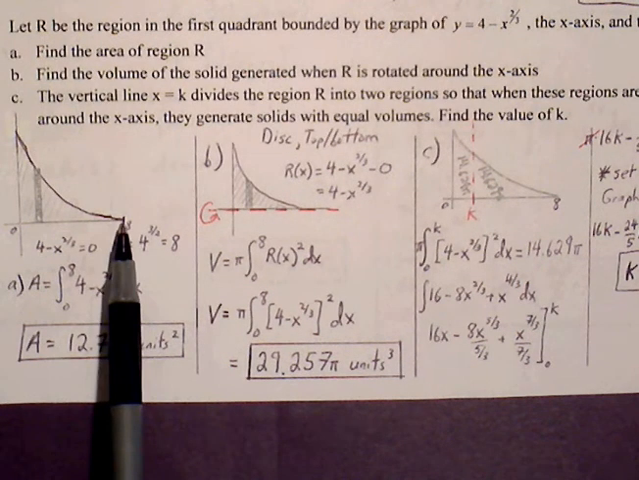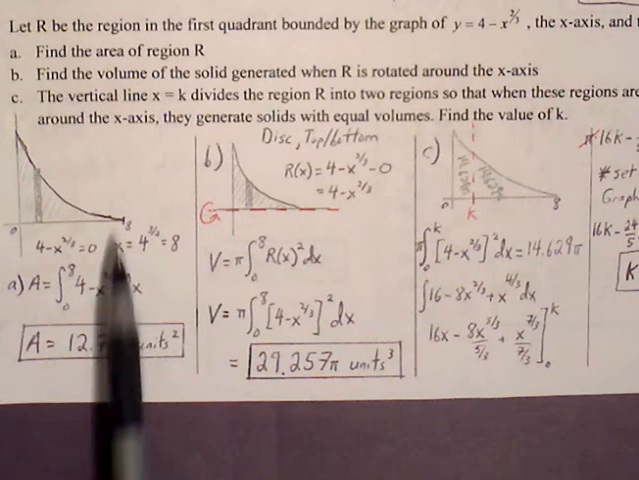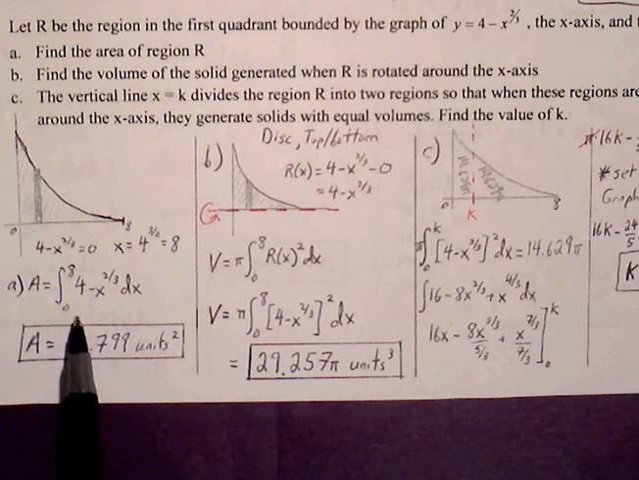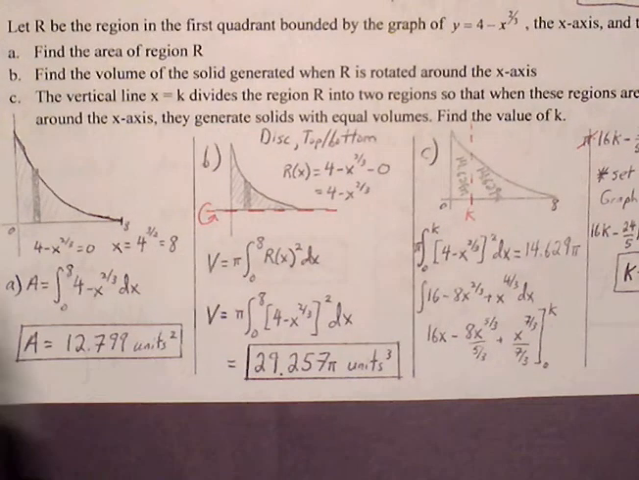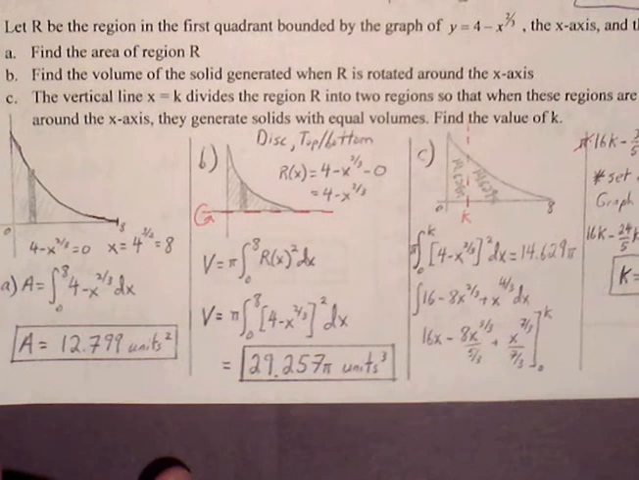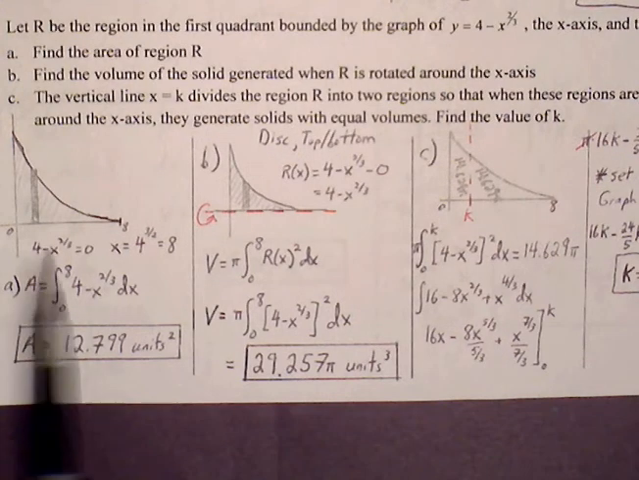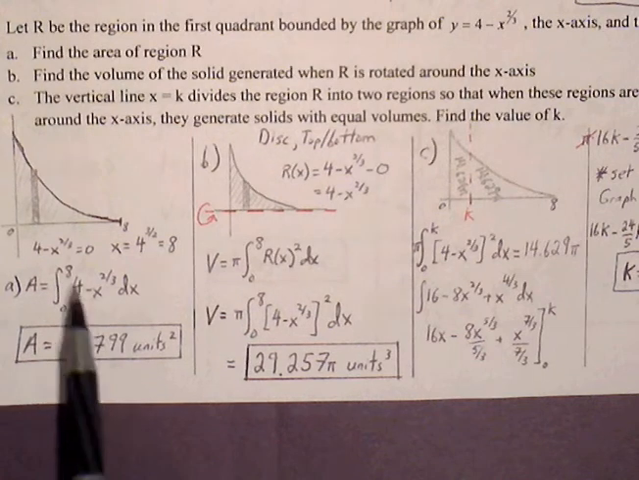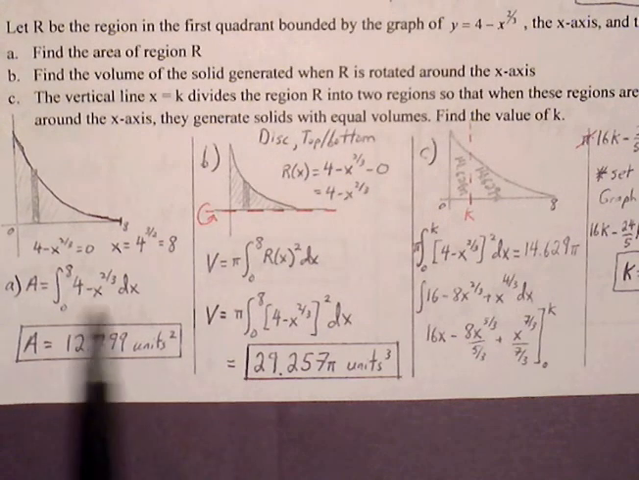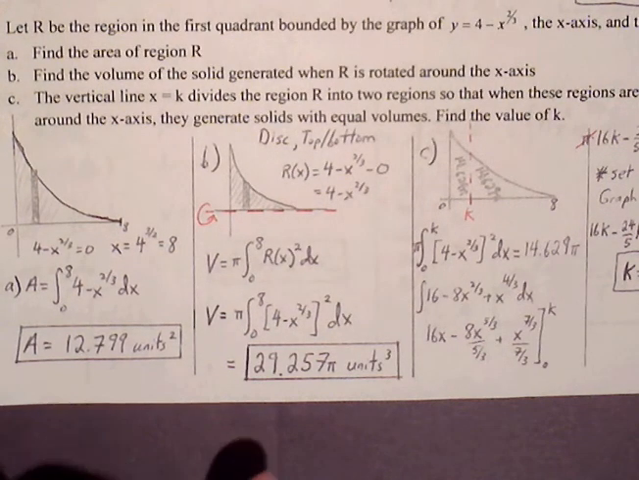Now the way that we can find that bound 8 is we can set our equation equal to 0, and then we can just solve for x. If we solve for x, we get x equals 4 to the 3/2, which reduces to be 8. So we know our right bound is 8. We can plug this in our calculator, and we'll get 12.799 square units.